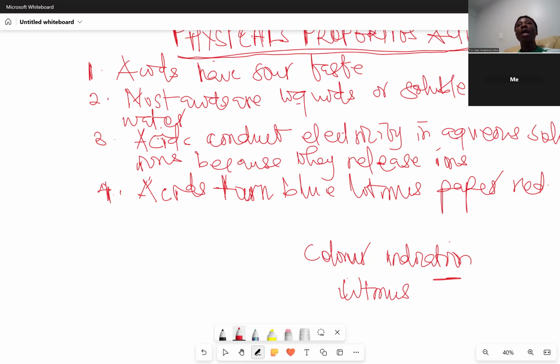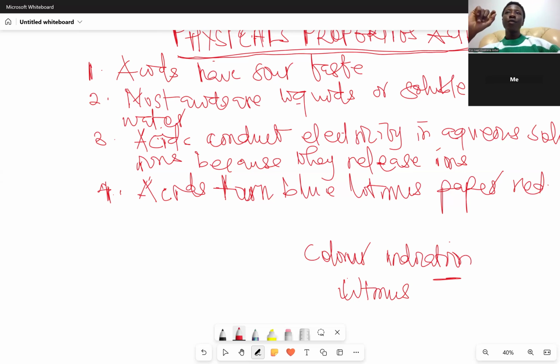But I want you to know that the color code for acids on litmus is red. Mary, the color code of acids, or maybe you guys are busy. Let me know when you're done writing. Okay, so the color code of acids on litmus is red.